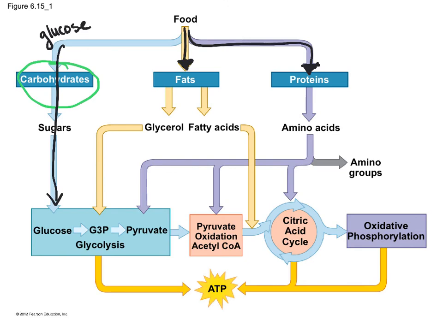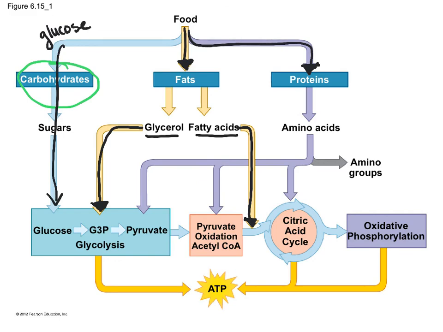So if we look at fats, if we break down fats into their monomers, glycerol and fatty acids, the glycerol from fat can go right into glycolysis, and the fatty acids enter the citric acid cycle. So they can be broken down to produce ATP.